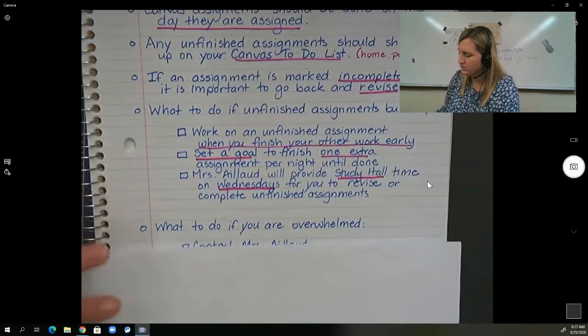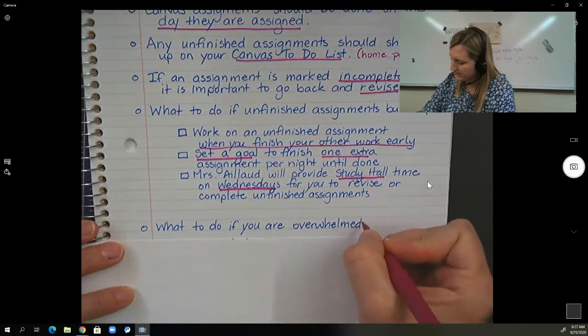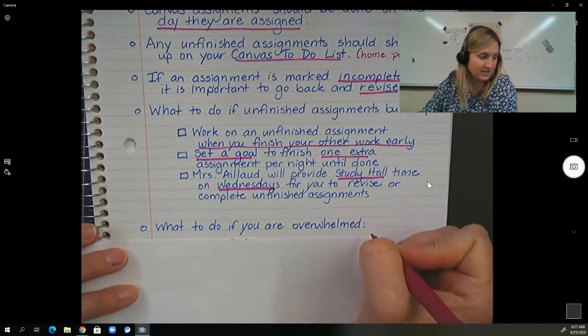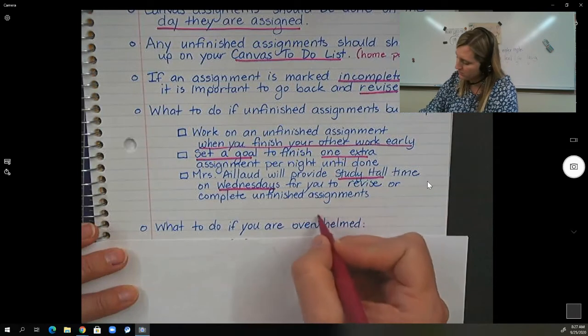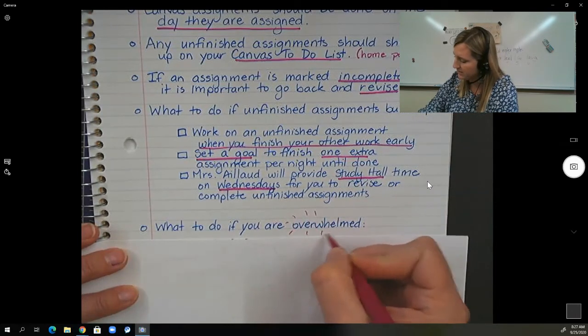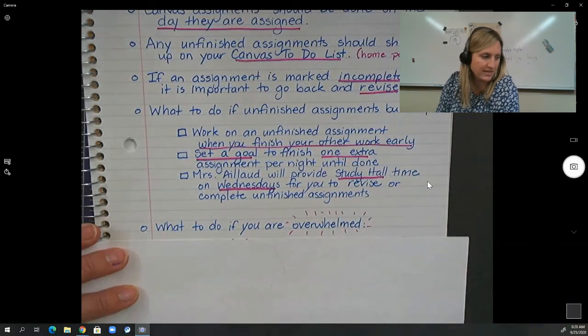Now, what do you do if you are overwhelmed? Overwhelmed means like, yeah, I have too many unfinished assignments. I don't know what to do. I can't think straight. Okay? So overwhelmed can be a feeling that can stop you from moving forward. And I don't want you to get to that point. I've been there. I know what it feels like.